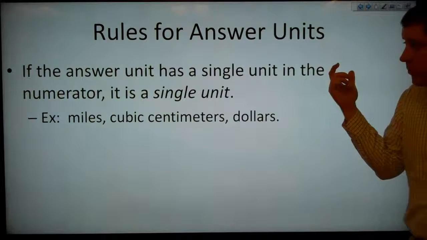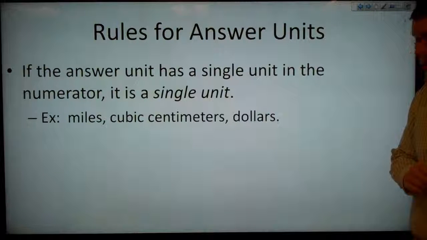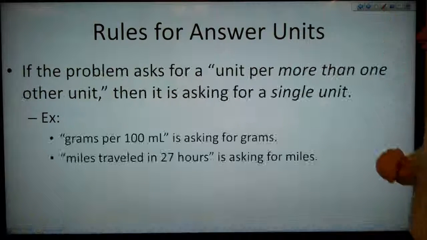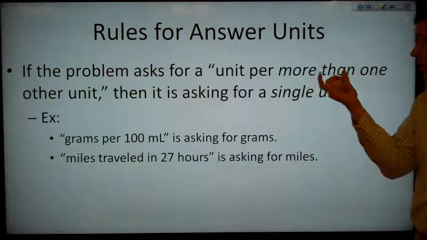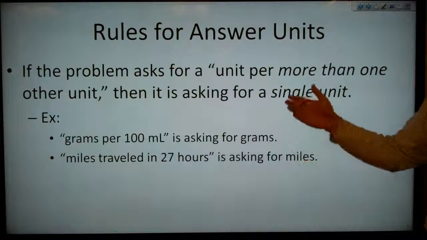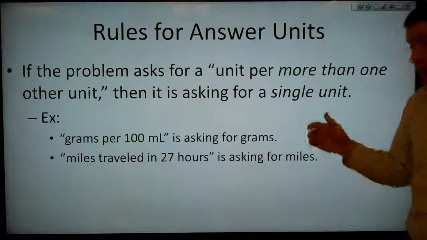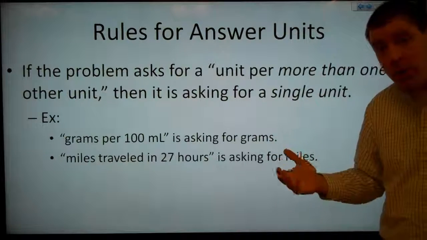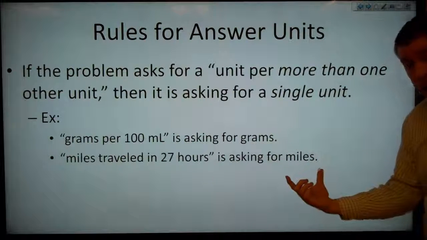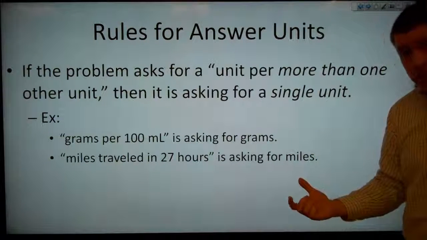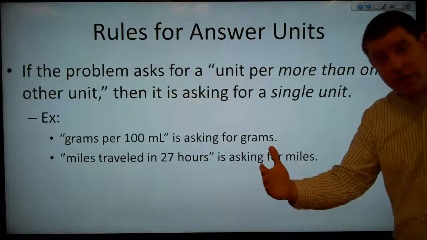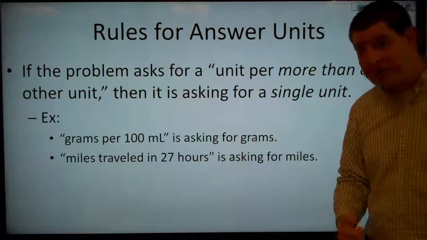If the answer unit has a single unit in the numerator, then it's a single unit. So this is something like miles or cubic centimeters or dollars. If the problem asks for a unit per more than one other unit, then it's asking for a single unit. For example, grams per 100 milliliters is asking for grams. It's not asking for a ratio unit of grams per milliliter. Miles traveled in 27 hours is asking for miles. It's not asking for miles per hour. Because it's stating 27 hours is how long of a time you're given, and it's asking how many miles can you travel in that time.